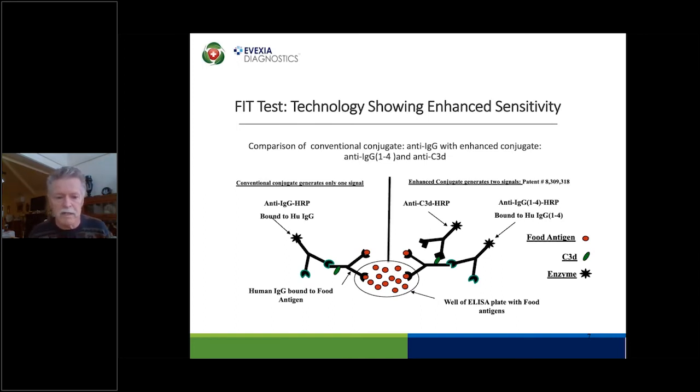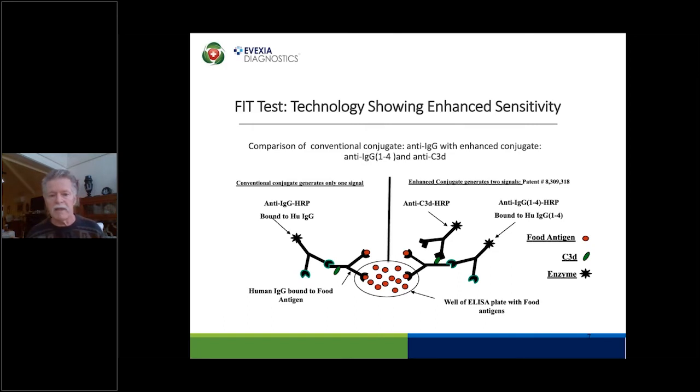On the left hand side of the diagram, what you see is a conventional conjugate that only measures IgG 1 through 4. The antigen that is bound to the ELISA plate is contacted with a sample that binds from the serum. And then you add the anti-IgG HRP, and that's the detection reagent.